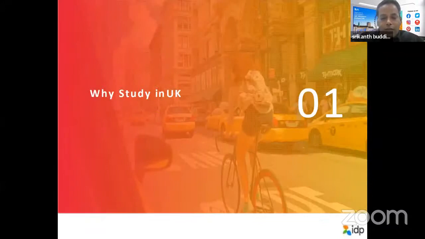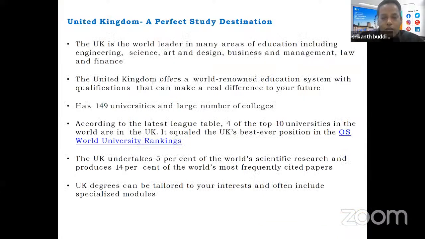First, we will discuss why you want to study in the UK. As all of you know, the UK is a world leader in many areas of education, including engineering, science, art, design, business, and management. The UK is famous for business courses like the MBA, and most students are passionate about doing an MBA in UK universities. UK universities are globally ranked, and most are ranked below 100. Out of the top 10 universities, 4 are from the UK, like Oxford, Cambridge, Imperial, and King's College London. We have many universities like that.